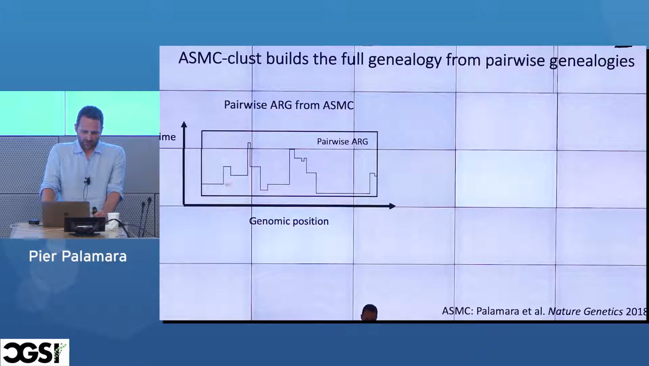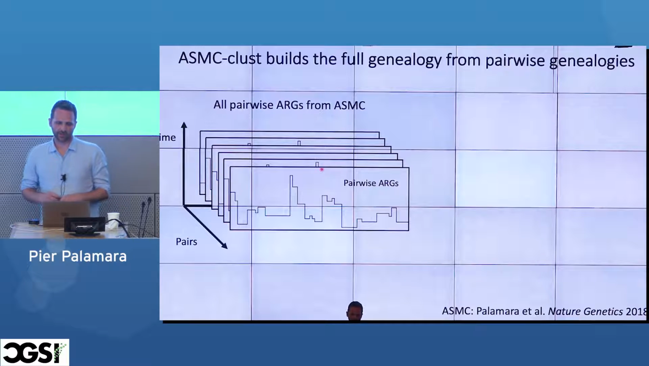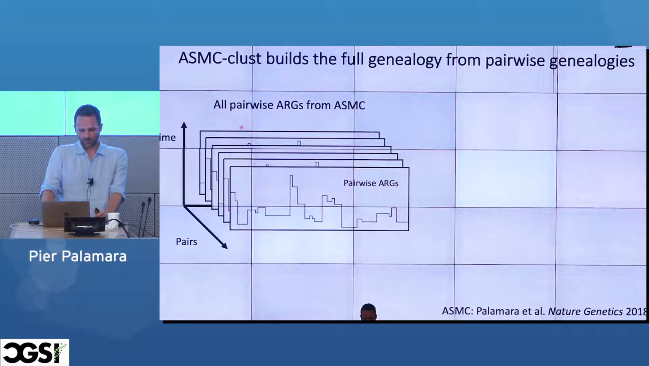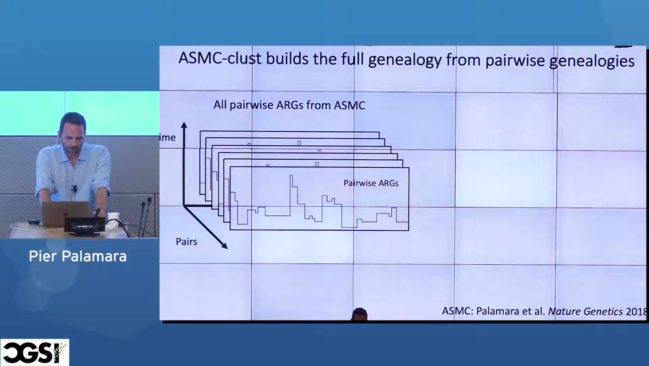So some kind of piecewise constant function as a function of genome tells you the height of the ancestors. So this is a pairwise ARG. And what we can do is, this is reasonably fast because it's been optimized for speed. So you can do something like you do all the pairs in your sample. So you have n choose 2 pairs, you get n choose 2 pairwise ARGs, and you get something like this.